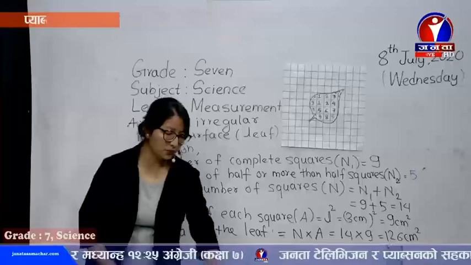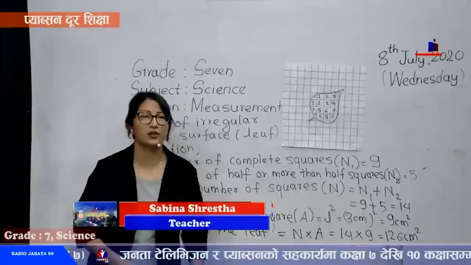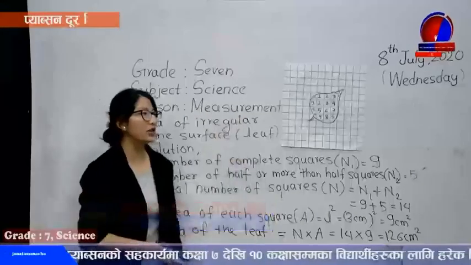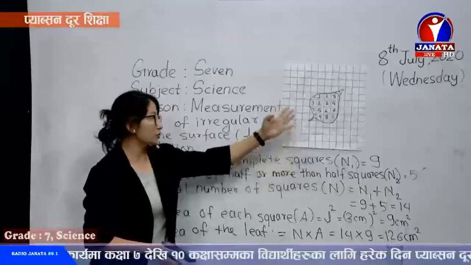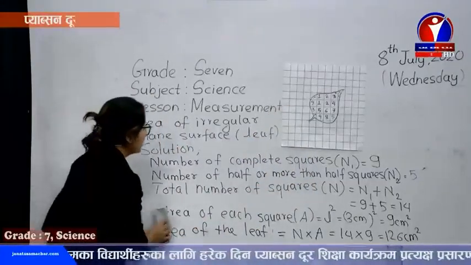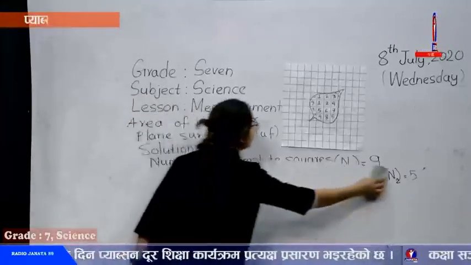Now let's move to another topic. Another topic is volume. I hope I made you clear related to area of the leaf. The total area of the leaf is already calculated here. So now let's move to another topic. It's volume.